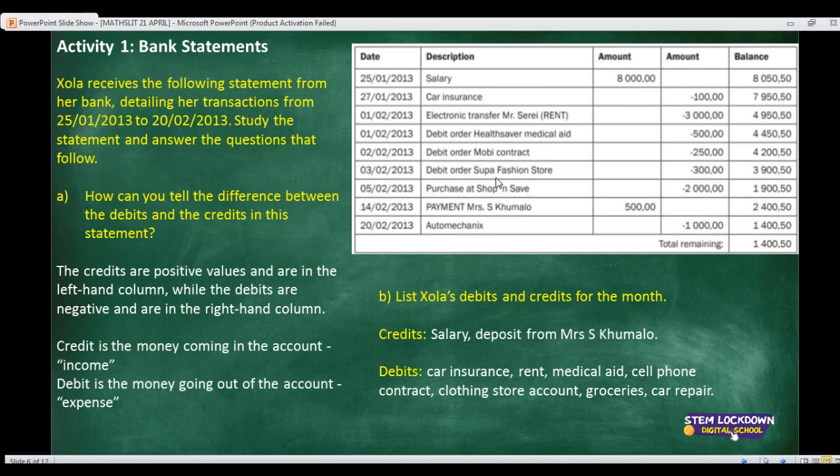You see, and then purchase at Shop and Save. Shop and Save is the name of a shop where they did the groceries. Super Fashion Store is where they have a clothing store account. You can deduce that information from the names found in the description here. So those ones are the debits, the ones indicated with the negatives on the second column of the amounts.